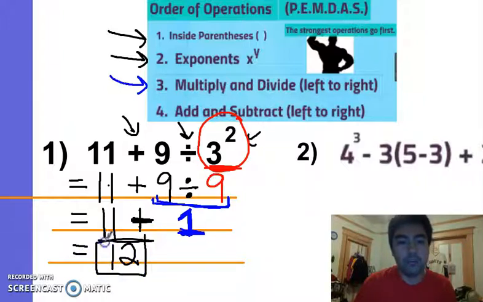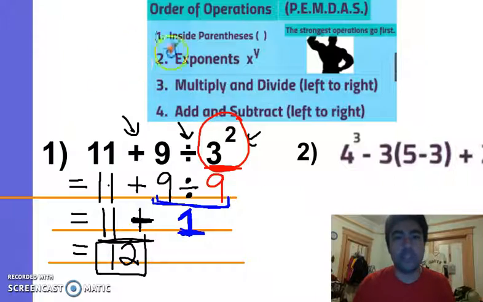So now I took this whole expression and I used order of operations and made it simpler, and now I got 12, and that is my final answer. This expression is the same thing as 12. Okay?